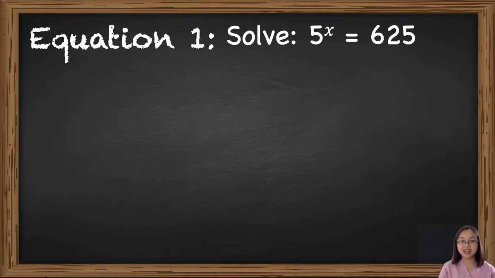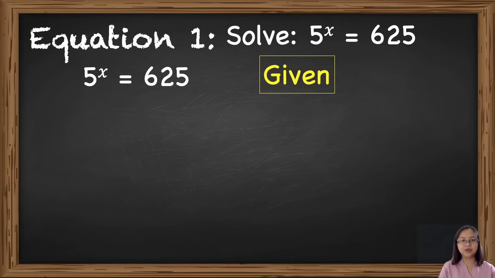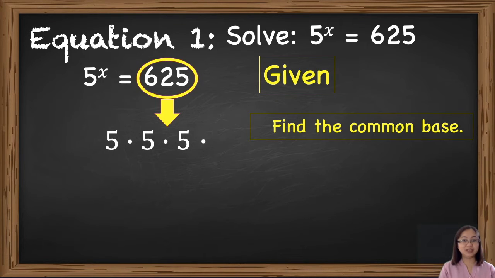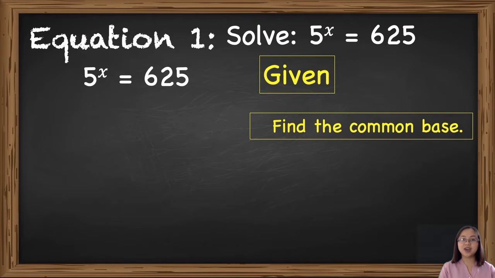Let's just rewrite first the given. We have 5 to the x is equal to 625. Then the next step is to find the common base. In this case, 625 can also be written as 5 times 5 times 5 times 5, which makes it have a common base with 5 to the x. So we could write this as 5 to the x is equal to 5 to the 4th.